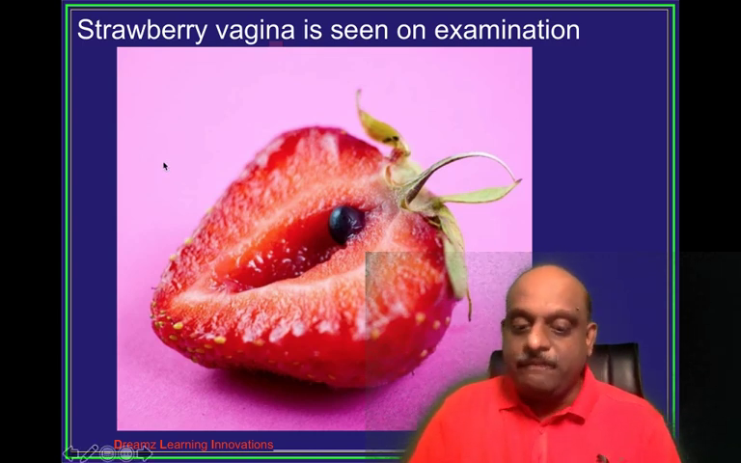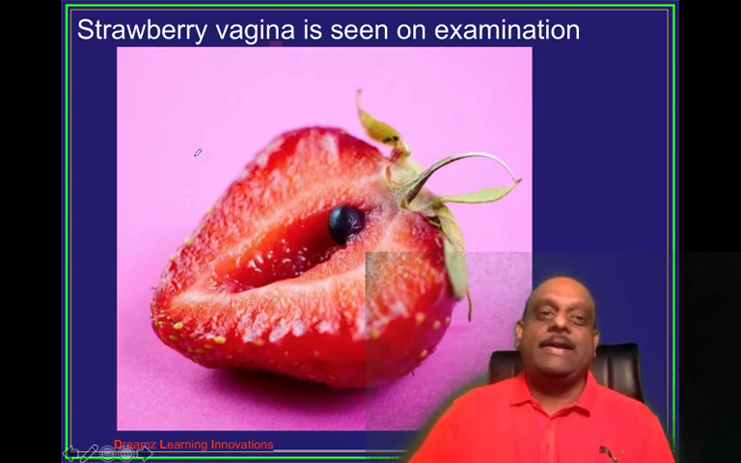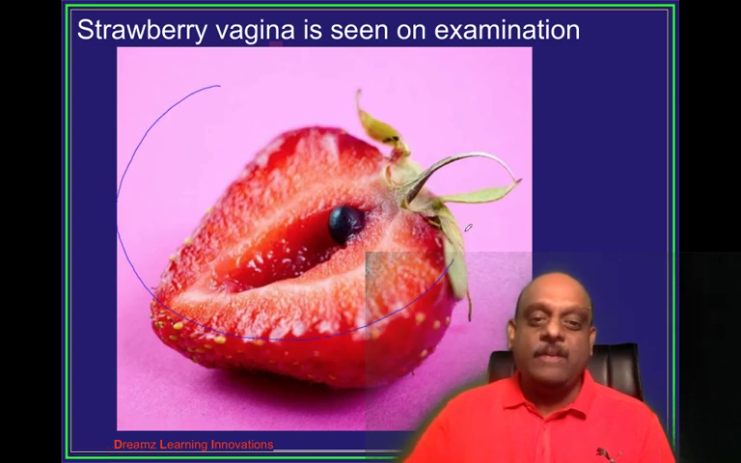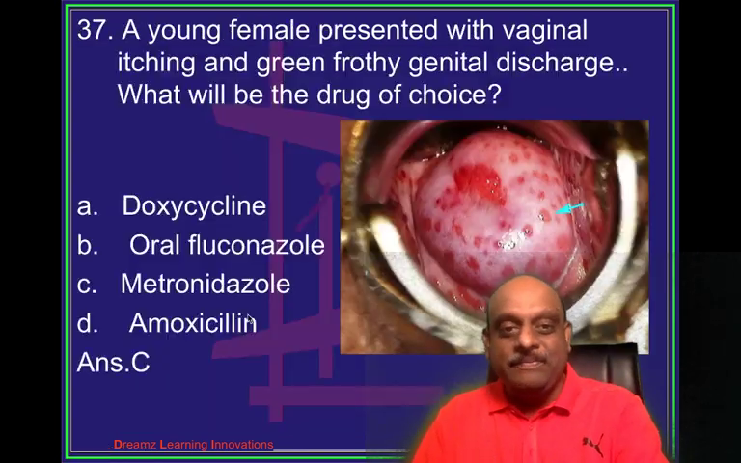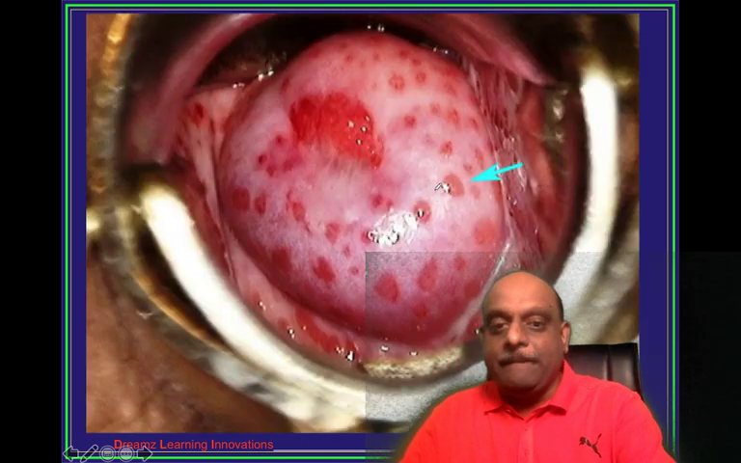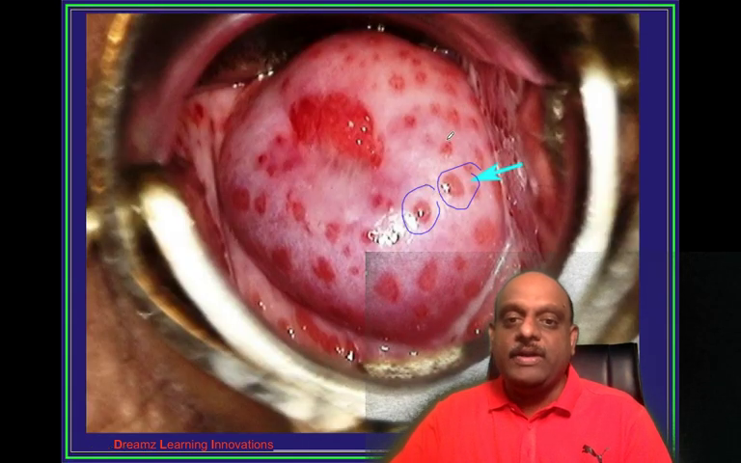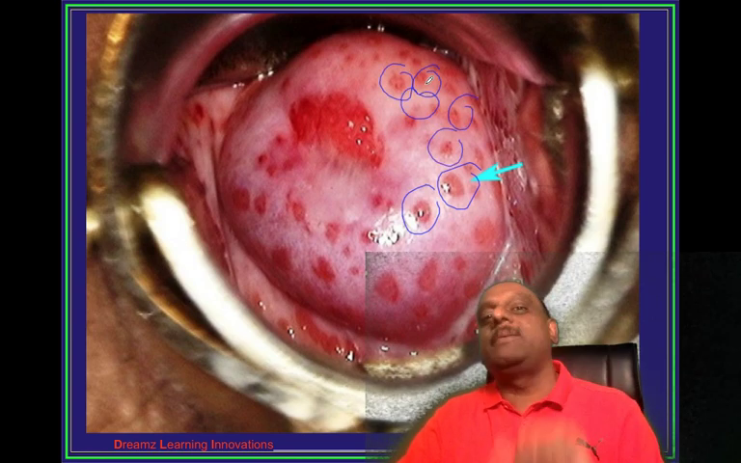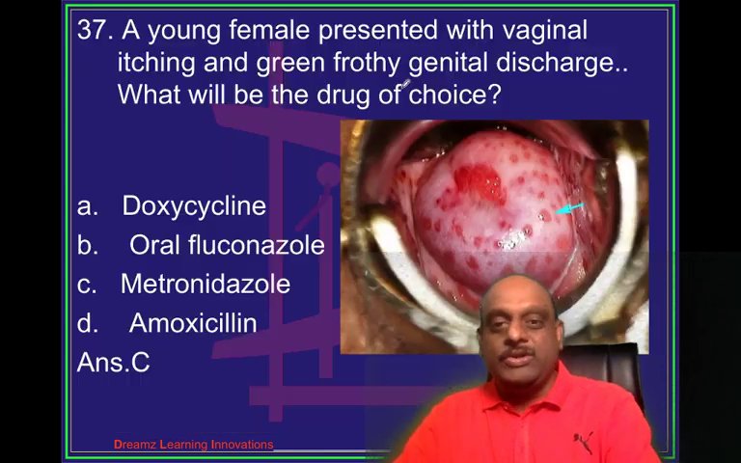Have you ever seen a strawberry? When you see a strawberry, how does the strawberry vagina look? See, fundamentally, these punctate hemorrhages are there, no doctor. These punctate hemorrhages basically give that appearance of strawberry, right?